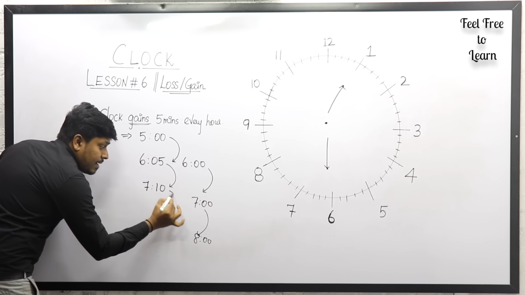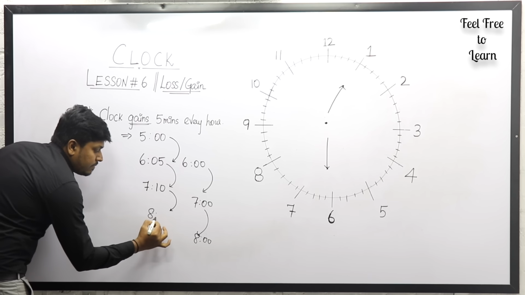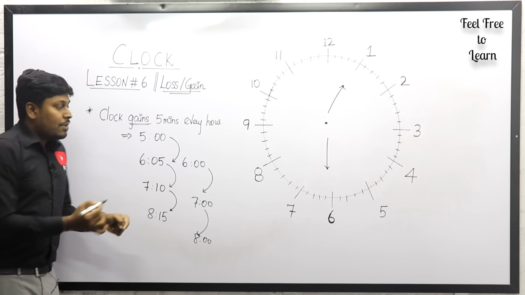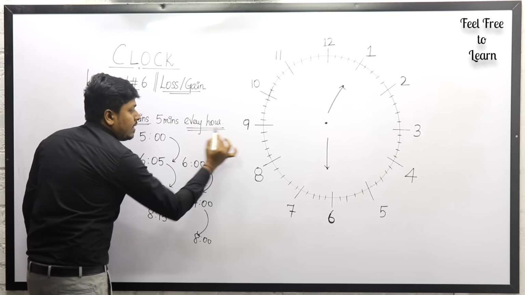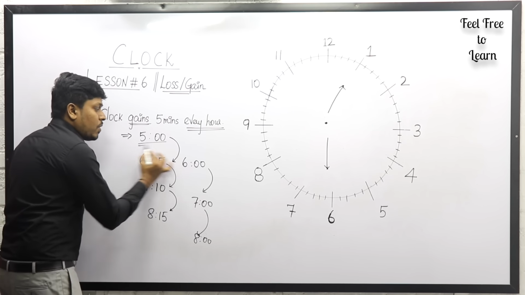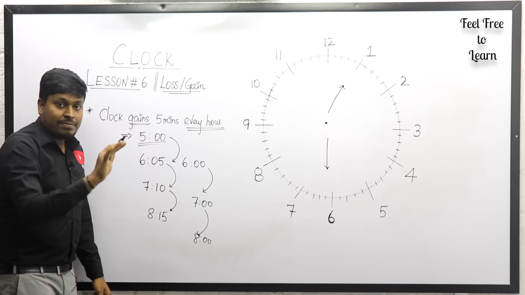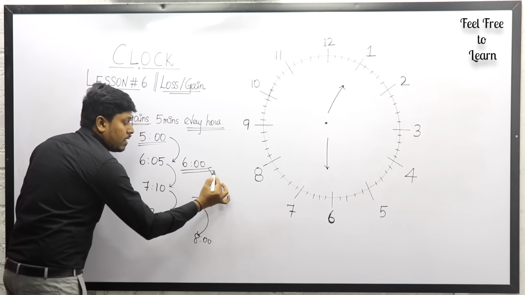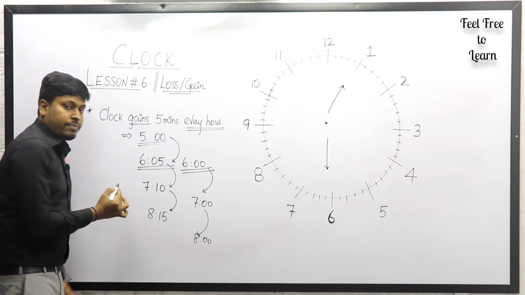In the next hour, it will have gained another 5 minutes, so it will be 8:15. It goes on. Understood this logic? For every hour, the clock is gaining 5 minutes. So we have set a time as 5 o'clock. In 6 o'clock, it will gain 5 minutes. It will be 6:05, but the right clock will show 6 o'clock, while the wrong clock is showing 6:05.